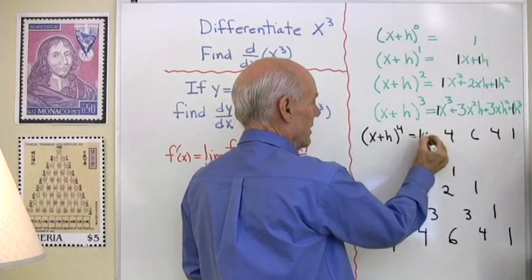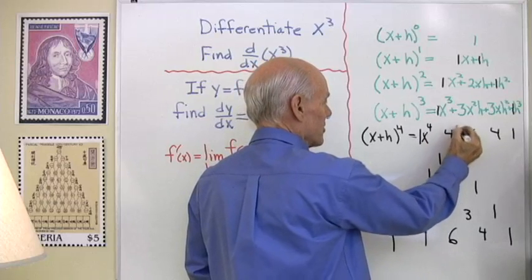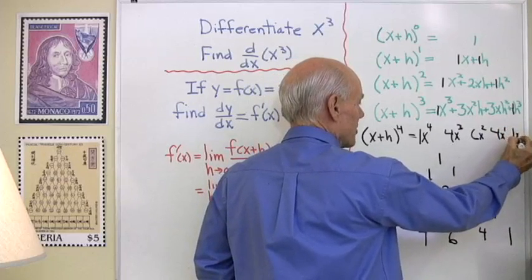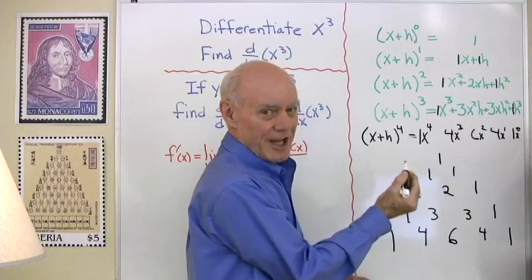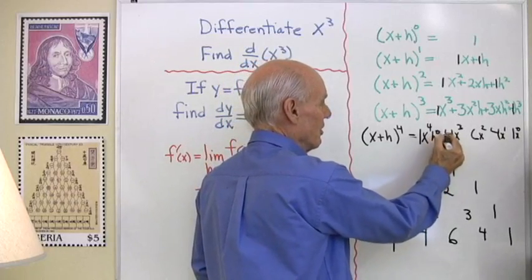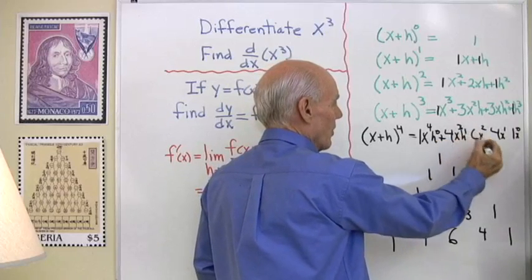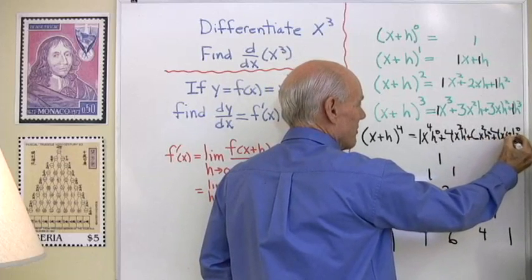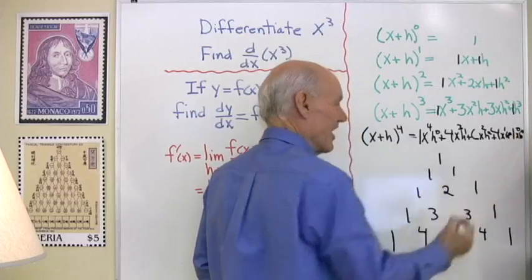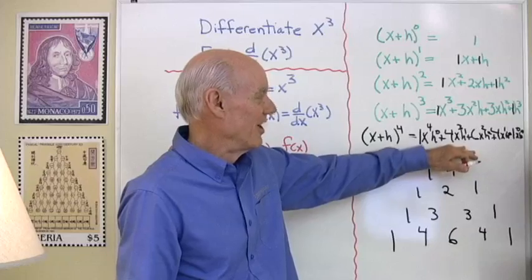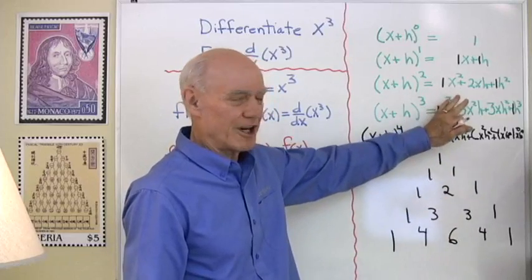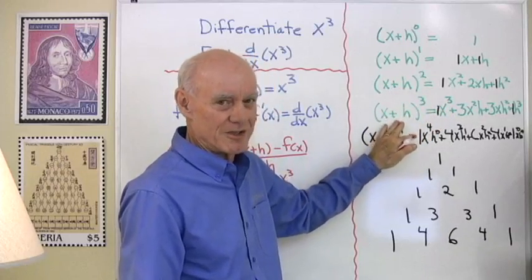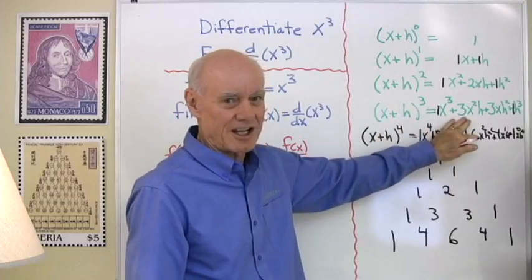It would start with x to the 4th, and then go down x to the 3rd, x to the 2nd, x to the 1st, x to the 0, and then it would start with h to the 0, h to the 1, h to the 2, h to the 3, and then h to the 4th. And I know that's really hard to read because I wrote real small. But anyways, that's Pascal's triangle. If you've forgotten that from algebra, that's how you go about it. Or you could just multiply x plus h times x plus h times x plus h. This is exactly what you'll get.